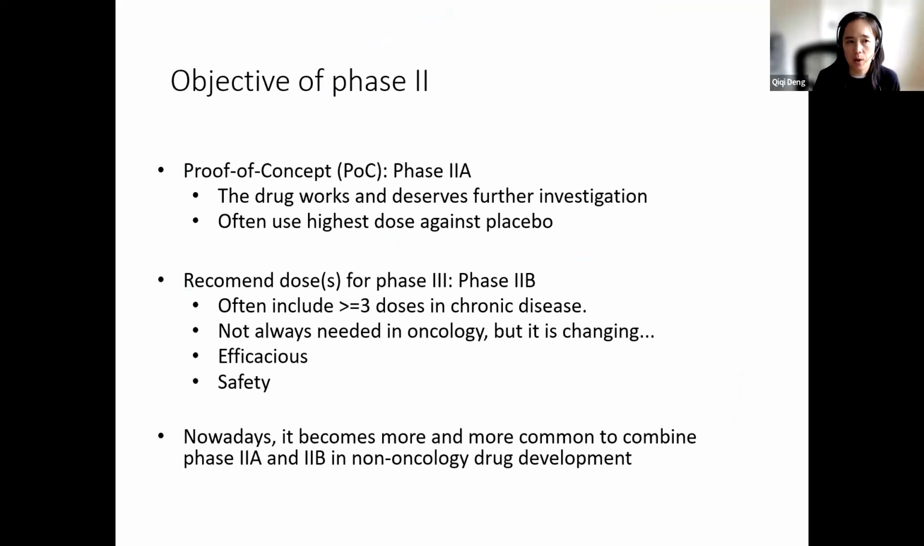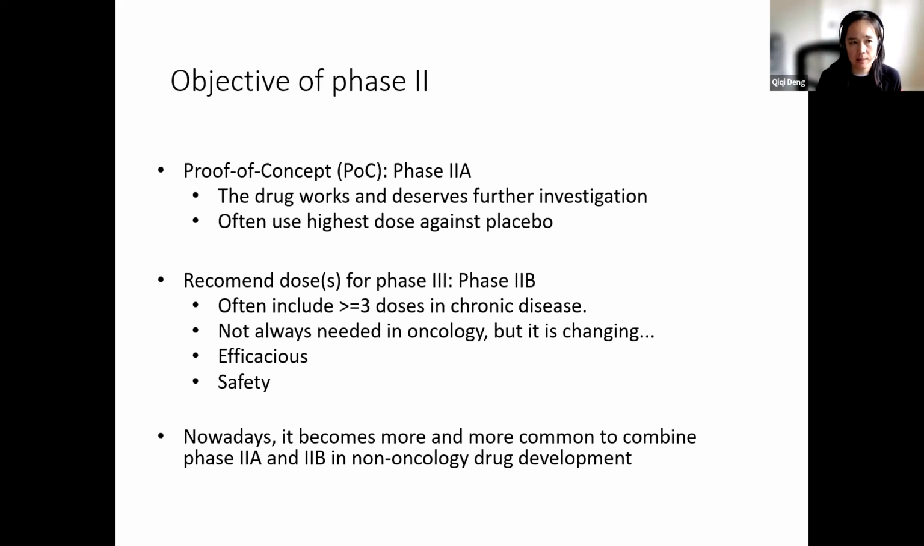The first one is you want to establish the proof of concept. And those studies are also called the phase 2A study. What I mean by establishing proof of concept is that you just want to have an initial signal of whether the drug works or not. If the drug works and deserves further investigation, then you can move on. If there is no signal at all that the drug is working, or the effect is so small you don't want to have continued investment, then you stop there. So this is called a proof of concept.